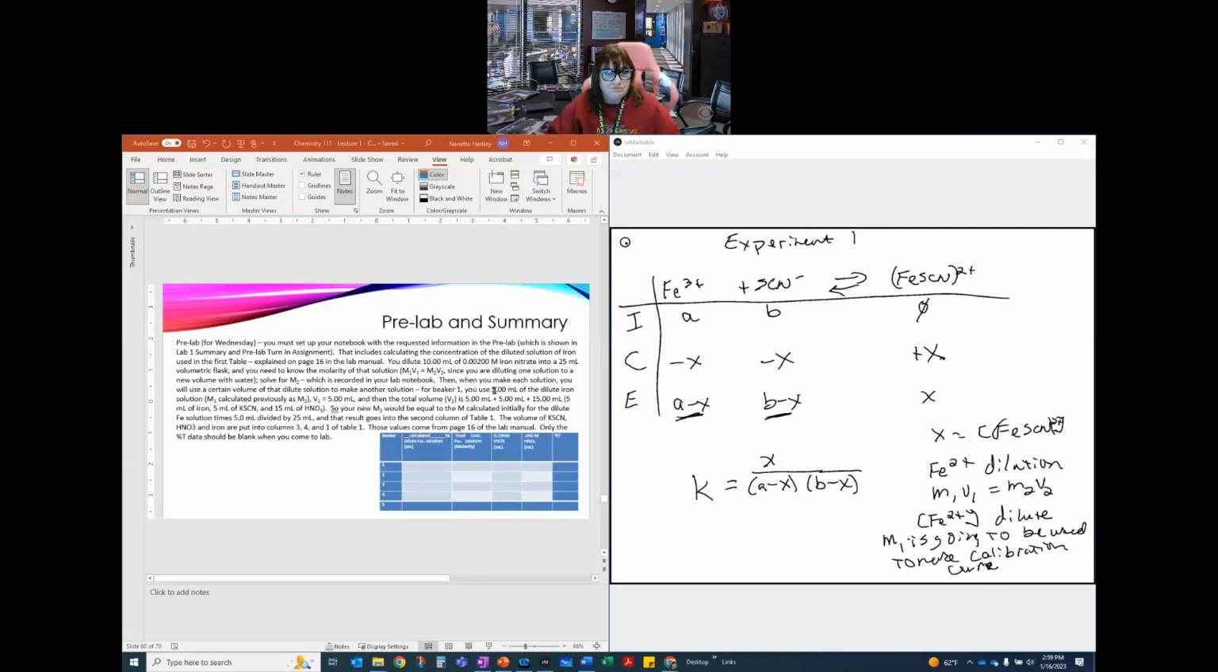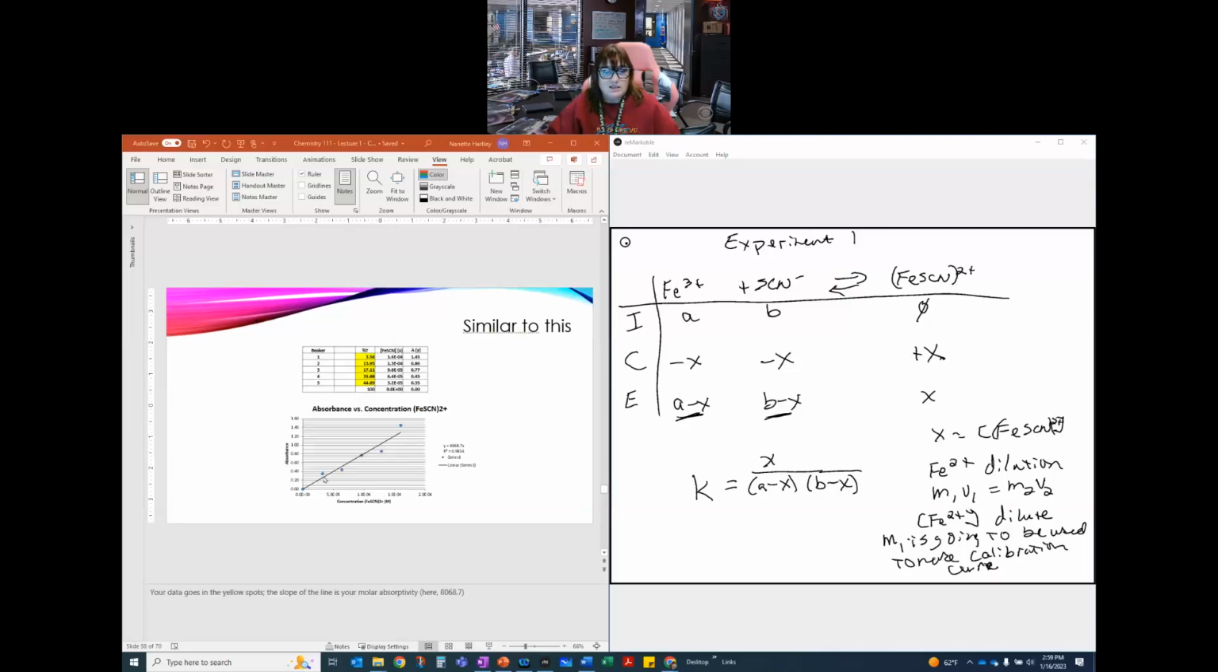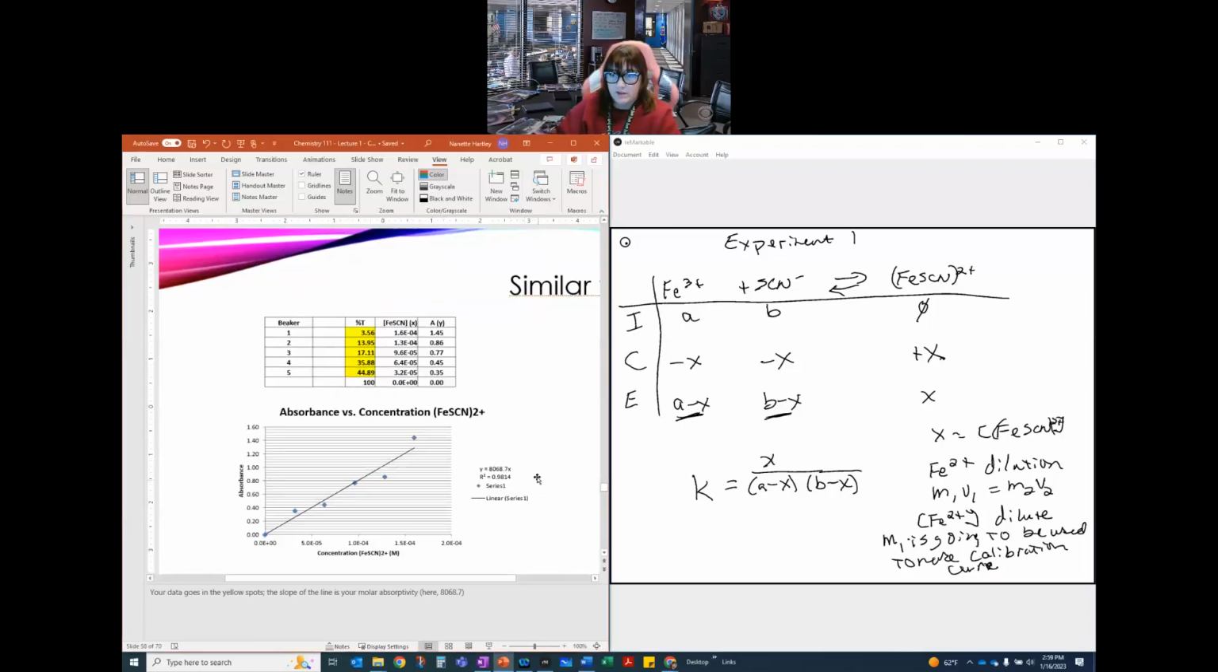And of course, the question becomes, is this a good line? And if you zoom in a little bit, what you'll see is that the R-squared value for this is 0.9814.